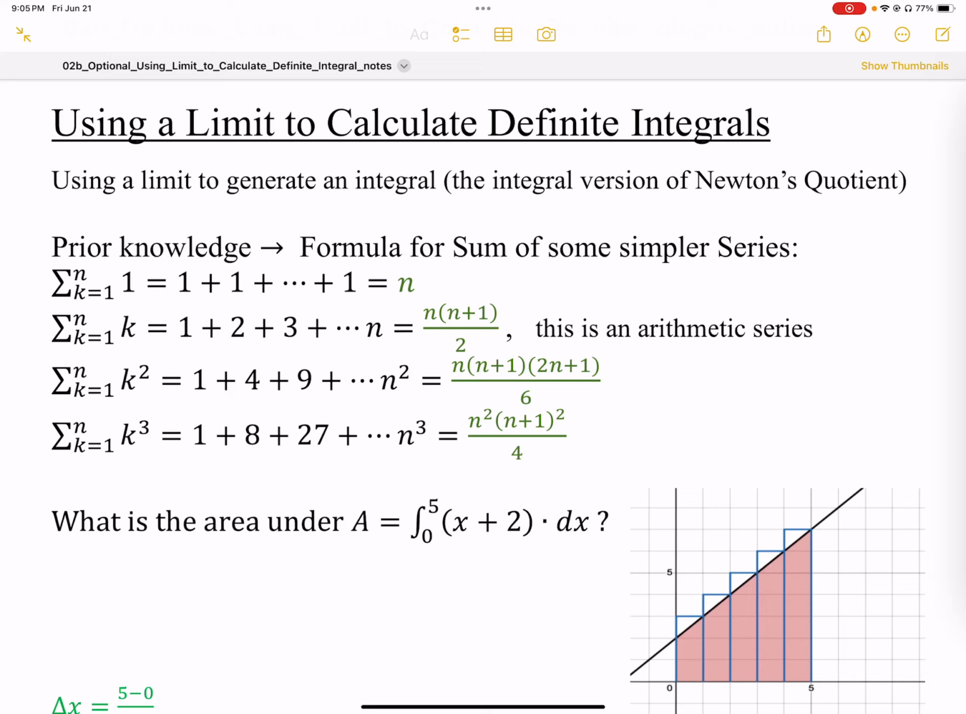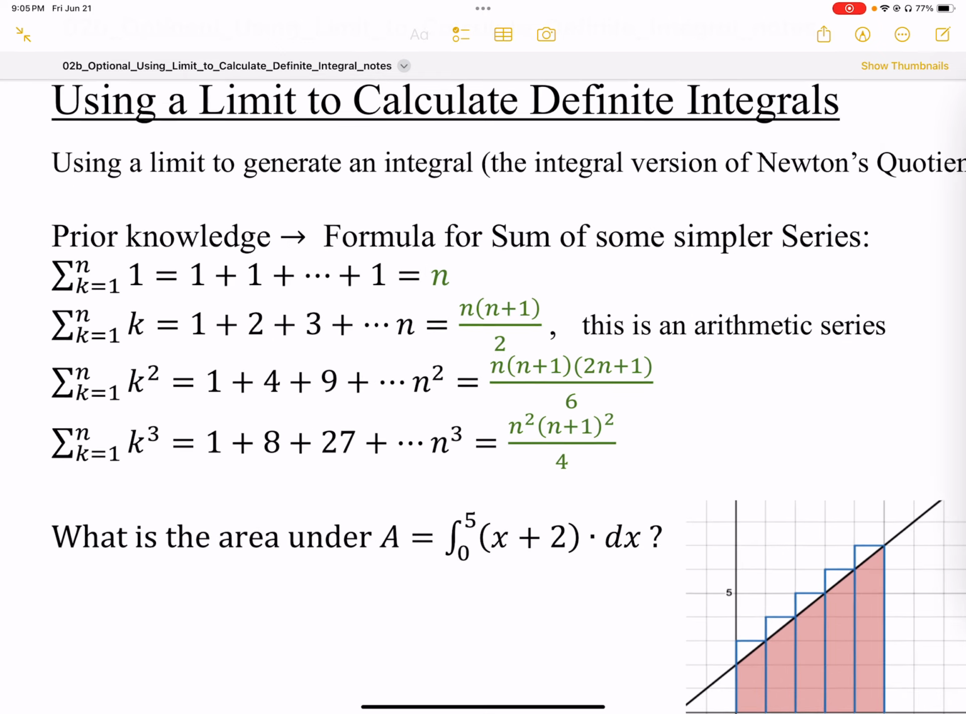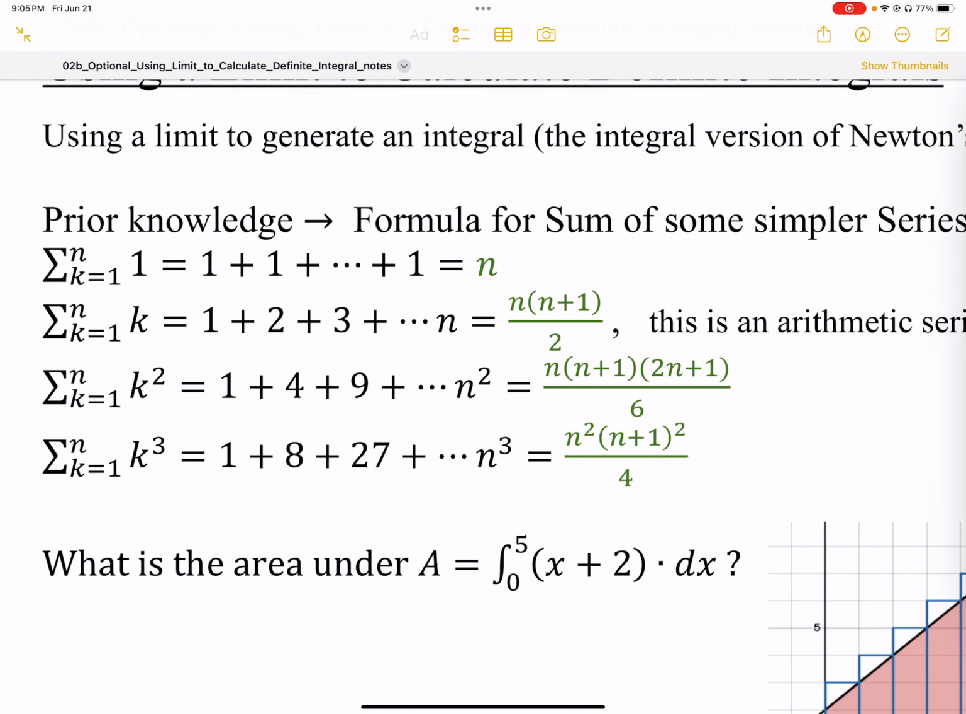If we're going to use the Riemann sums as a limit as n goes to infinity to calculate an actual area, we're going to need some formulas for sums of some simpler series. So here's some ones that we will use. And again, these are ones that we need to know. Otherwise, when we come up with the n expressions to be able to simplify to an actual value, it'll be very difficult to do. So these are some of the simpler ones.